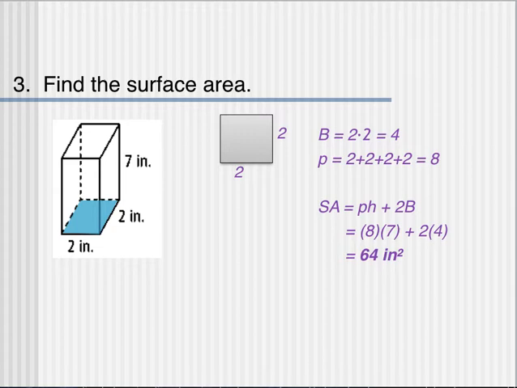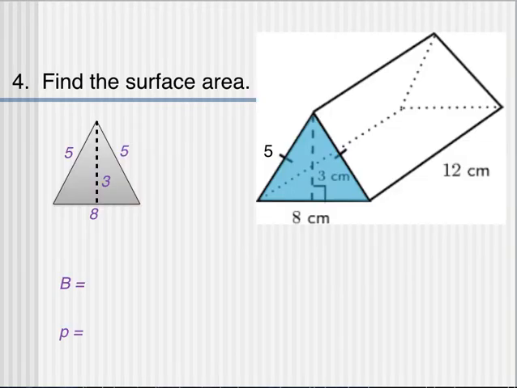Now, sometimes you have a prism where the base shape isn't a rectangle or square. It's something else like a triangle. Notice how here the only two sides that could be bases are the two triangle sides because they're the only sides that are parallel and equal. Maybe some of these rectangular sides around the lateral area might be equal to each other, but none of them are parallel to each other.